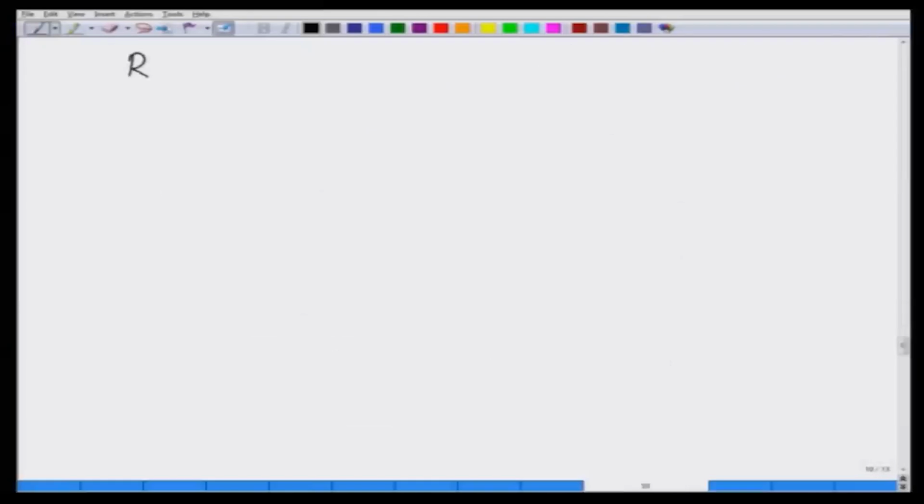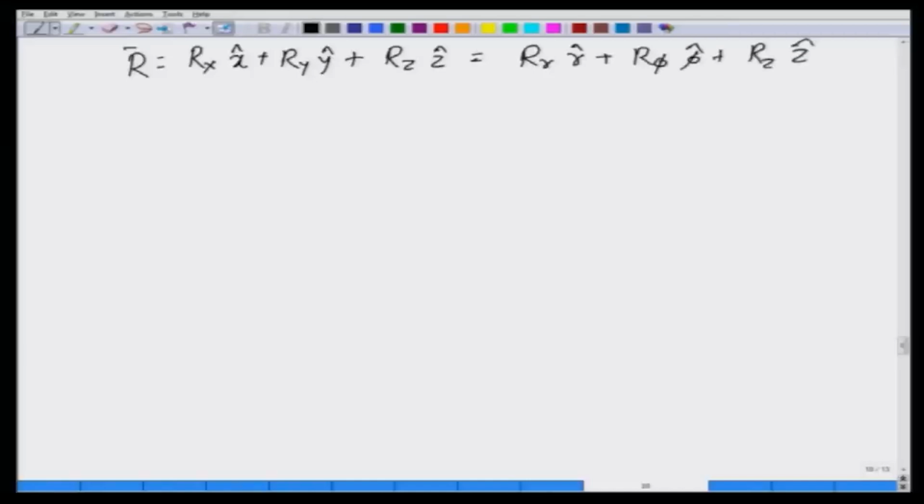So, I know that r is equal to rx x hat plus ry y hat plus rz z hat. This is also equal to rr r hat plus r phi phi hat plus rz z hat. Now, if I try to find out the component of the r vector along the x hat vector, that is along the x axis, I can do that by finding out the dot product of r with x hat. If I do this, I am going to get rx.